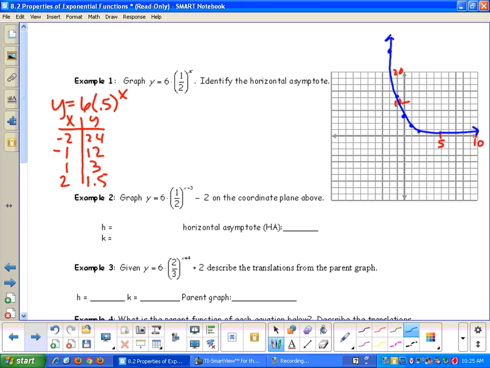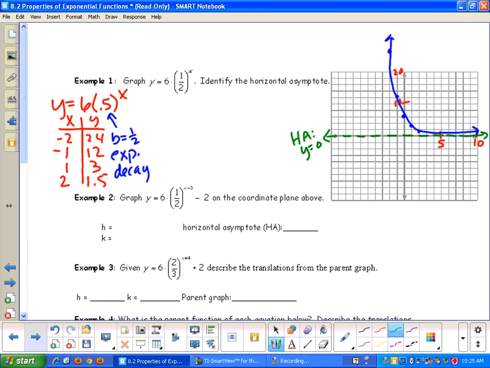So here's my graph. And remember, this is a b value equal to 1/2, so this doesn't have a negative in front, so it's exponential decay, because as you move from left to right in your graph, your y values are decreasing. And if you look right here, our y values are coming very close to 0, so we have a horizontal asymptote of y equals 0.